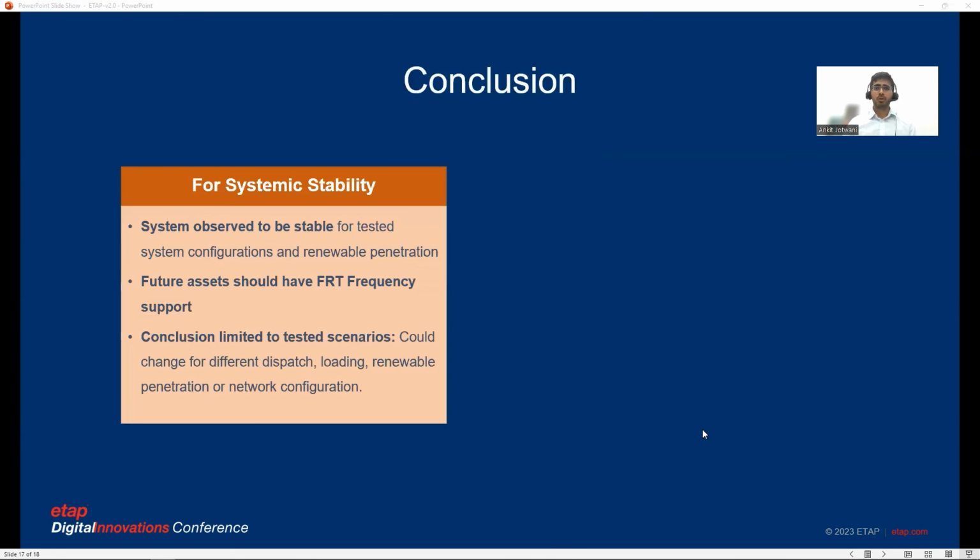So I'll split the conclusion into two parts. In the first part, we talk about the system more from the system stability perspective, and in the other half, we discuss our experience with ETAP. Our conclusion was that the system was observed to be stable for the given system configurations and the expected renewable penetration. The assumption being that the future converter-based units would have the fault ride-through and the frequency support functionality. The conclusion was also limited to the tested scenarios. It could probably change for a higher renewable penetration, a different dispatch loading, or a different network configuration.